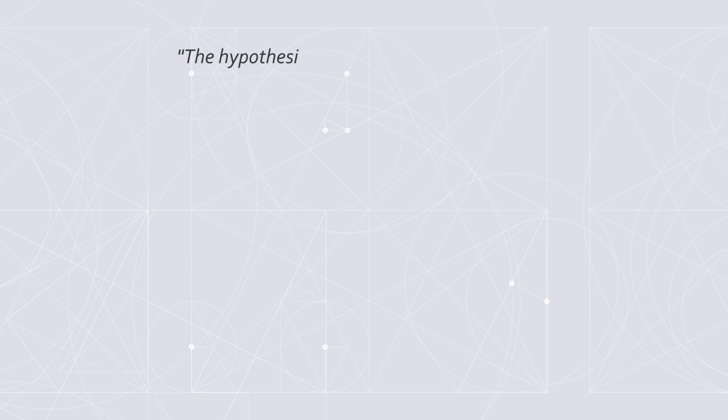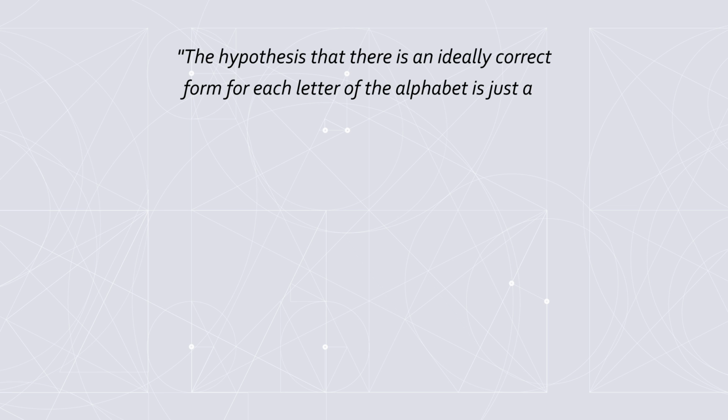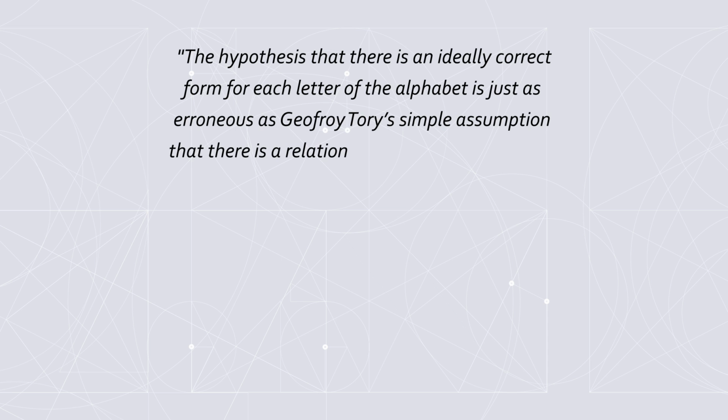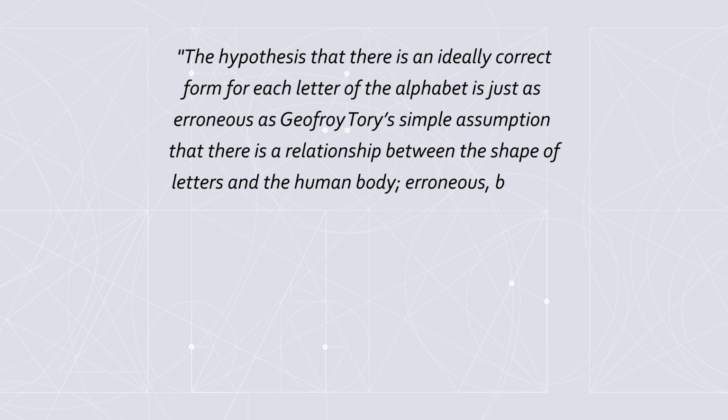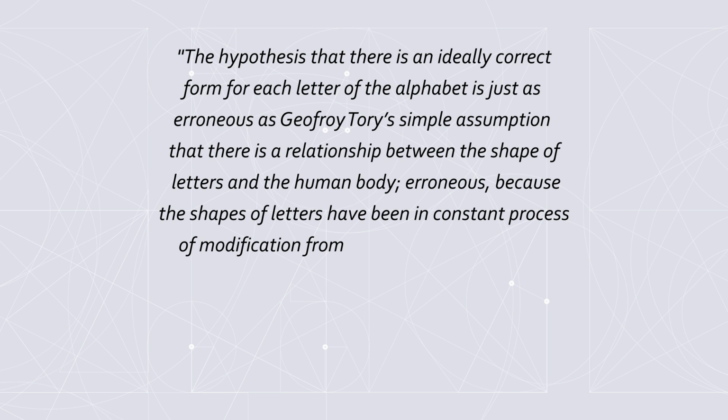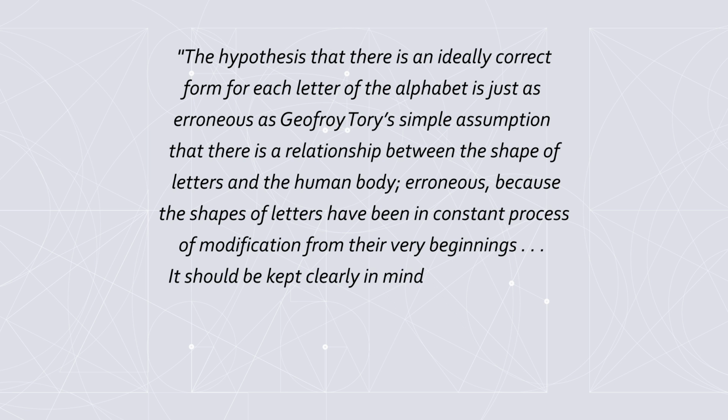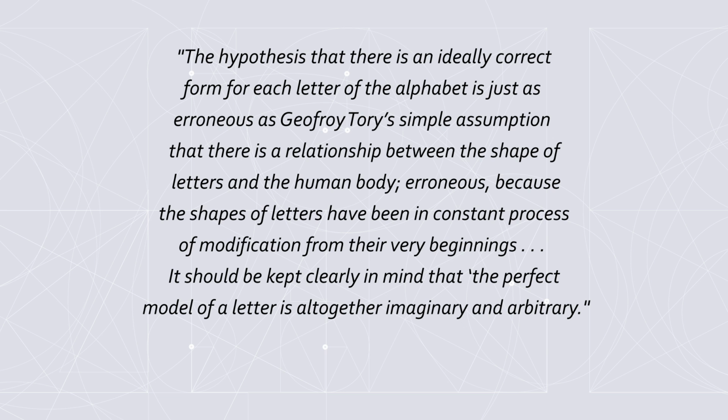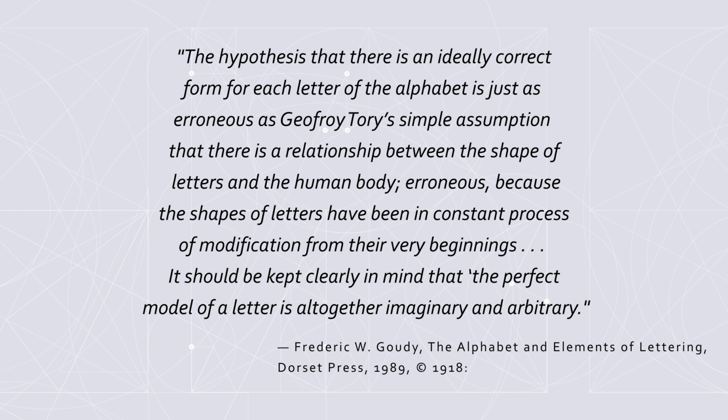"The hypothesis that there is an ideally correct form for each letter of the alphabet is just as erroneous as Geoffroy Tory's simple assumption that there is a relationship between the shape of letters and the human body. Erroneous because the shapes of letters have been in constant process of modification from their very beginnings. It should be kept clearly in mind that the perfect model of a letter is altogether imaginary and arbitrary." That's the type designer Frederic W. Goudy, The Alphabet and Elements of Lettering.